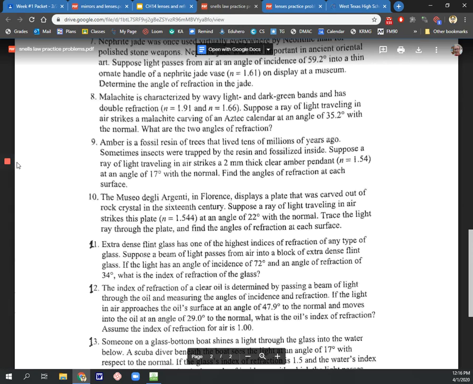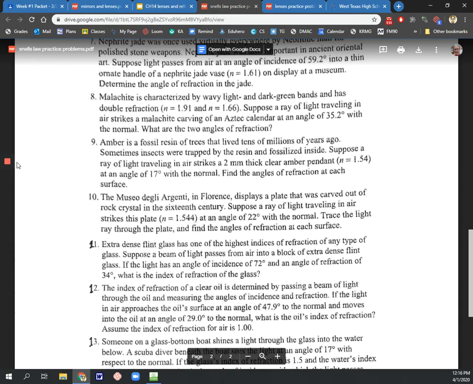Number 9: amber is a fossil resin of trees that lived tens of millions of years ago. Sometimes insects were trapped by the resin and fossilized inside. So suppose a ray of light traveling in air strikes a 2 millimeter thick clear amber pendant, amber having an index of refraction of 1.54, at an angle of 17 degrees with the normal. Find the angles of refraction at each surface.